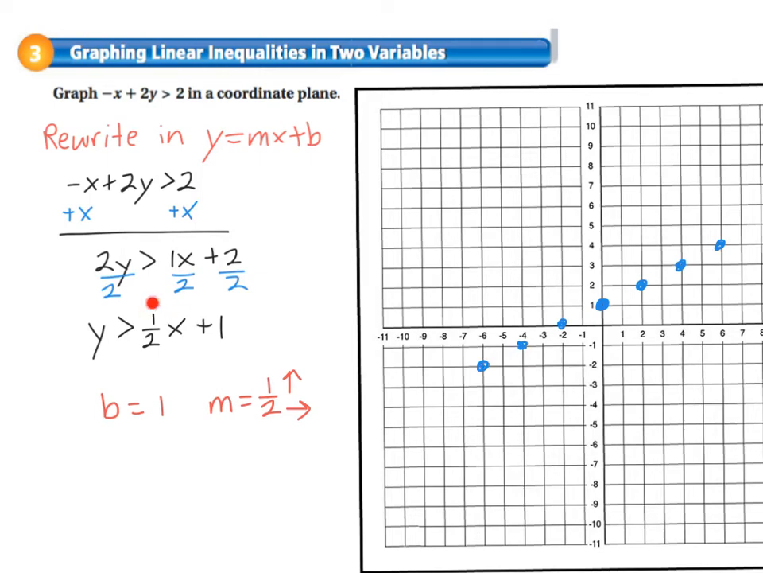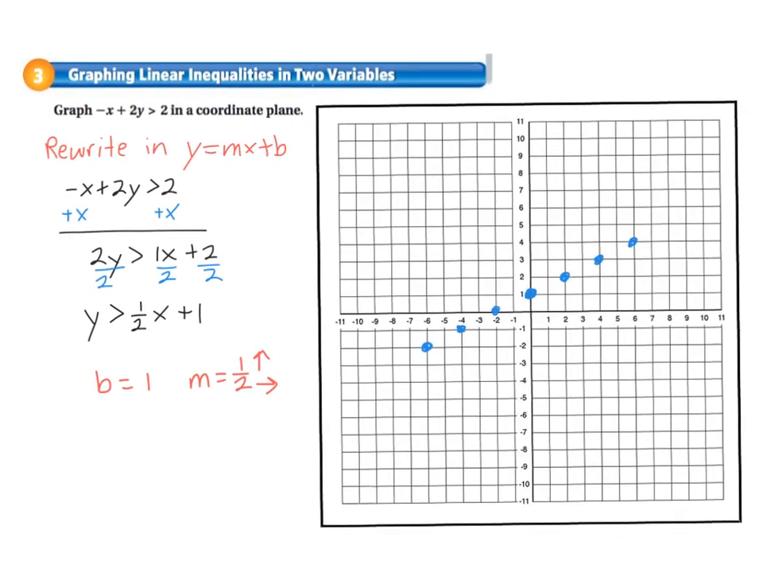Now, I need to look at my inequality and decide if it should be solid or dotted line. Since I do not see an or equal to, I'm going to use a dotted line, like this. And then I just need to decide if I should shade above or below my line. This one says y is greater than, so I want all of the values that are larger, so I'm actually going to shade everything that is above our line, just like this. So all of these coordinates are part of our solution set.